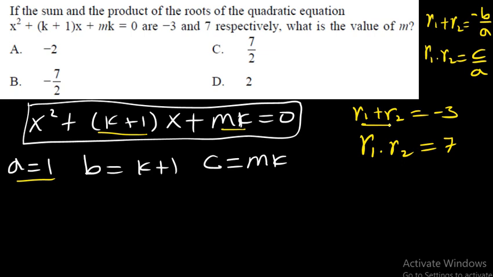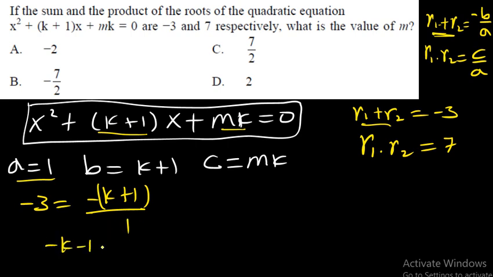r1 plus r2 is given to us as -3, so -3 equals, according to the rule, negative b over a. But I know r1 plus r2 is -3, which is equal to negative b, meaning negative of k plus 1, over a, which is over 1. Over 1 doesn't matter, so negative k minus 1 is equal to -3. Better to cancel the negative on both sides, so k plus 1 is equal to 3, which means k is equal to 2.